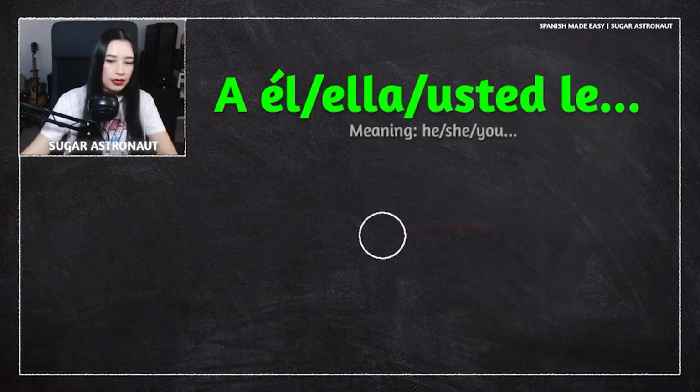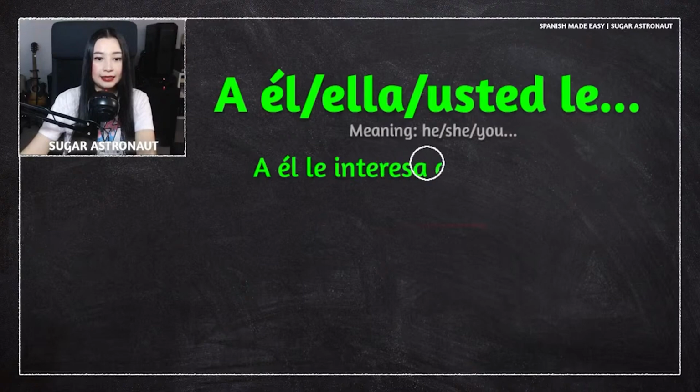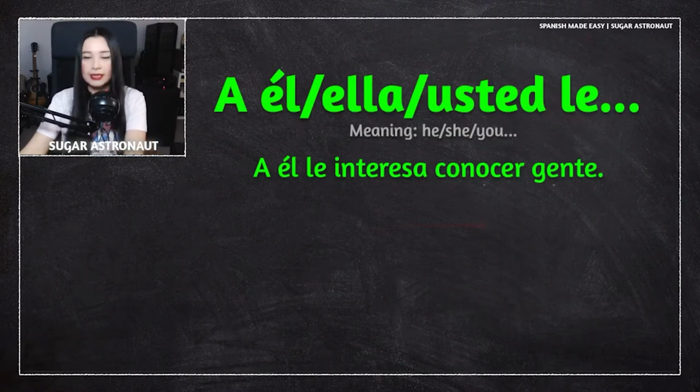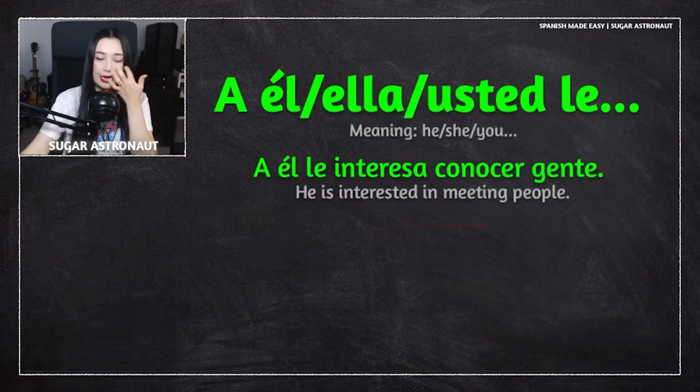And let me show you some examples so you know how this works. Okay. A él le interesa conocer gente. This means he is interested in meeting people. Okay? A él le interesa conocer gente. Very interesting.